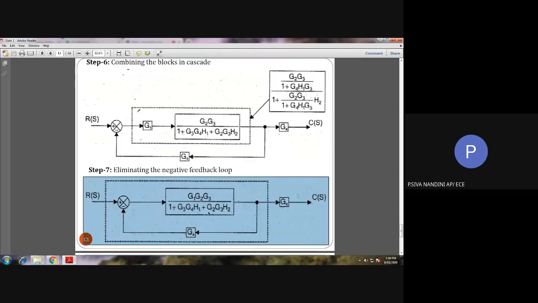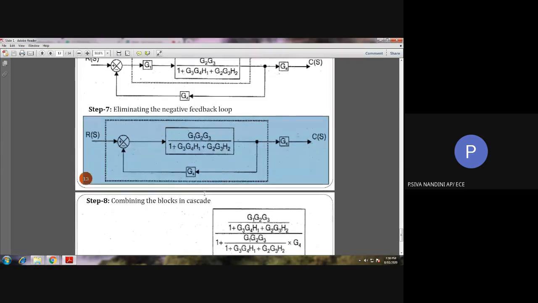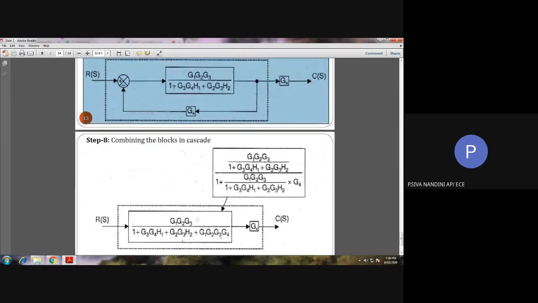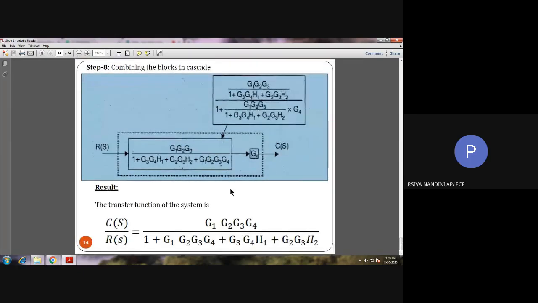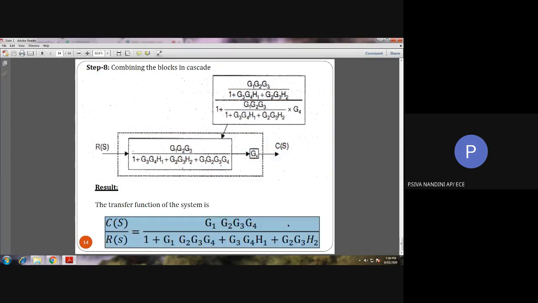And next, if you see here, in step number 7, we are having a negative feedback loop. By the formula, we are reducing this negative feedback loop. See here, in step number 8, we have a reduced negative feedback loop. And then again in step number 8, you can see these two blocks in series. So if the two blocks are in series, we can simply multiply those two blocks. So thus, we have obtained the transfer function.